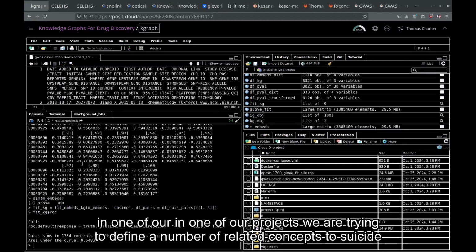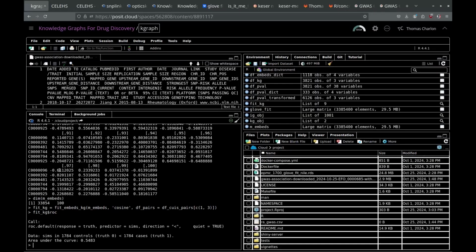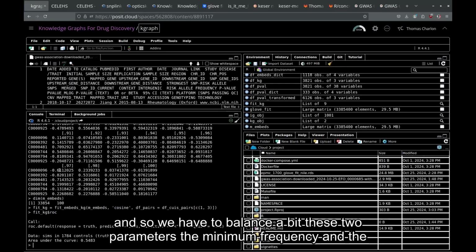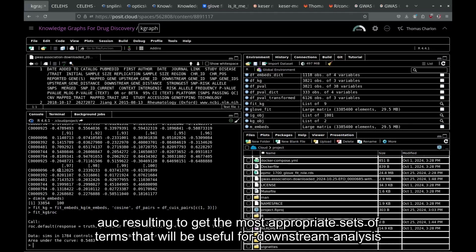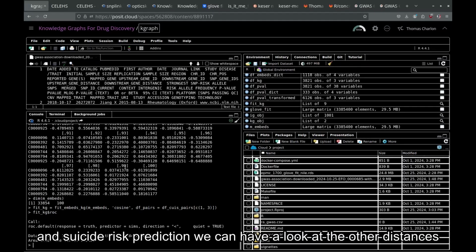And in one of our projects, we are trying to define a number of related concepts to suicidality. And so we have to balance a bit these two parameters, the minimum frequency and the resulting AUC, to get the most appropriate sets of terms that will be useful for downstream analysis and suicide risk prediction.